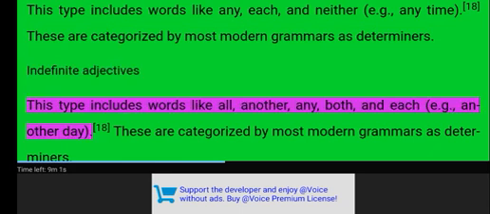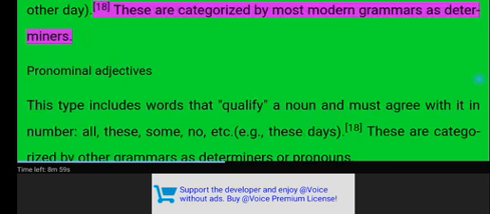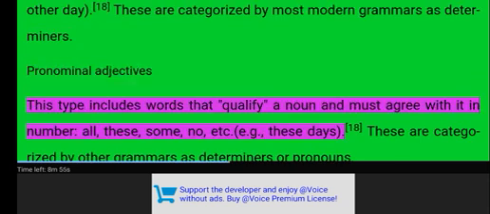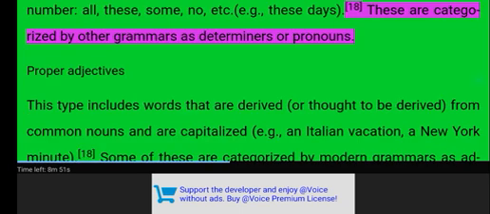Indefinite adjectives. This type includes words like all, another, any, both, and each, e.g., another day. These are categorized by most modern grammars as determiners. Pronominal adjectives. This type includes words that qualify a noun and must agree with it in number, all, these, some, no, etc., e.g., these days. These are categorized by other grammars as determiners or pronouns.